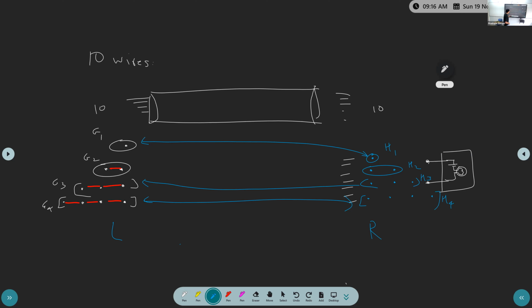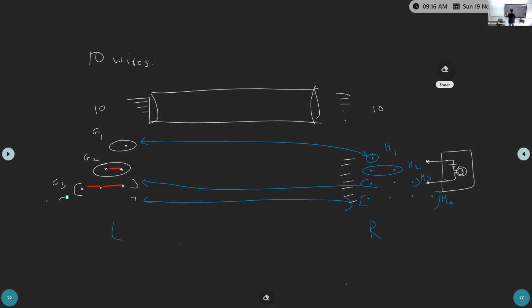So in fact, let me make it even clearer by drawing this diagram in a slightly different way. So look at this arrangement.